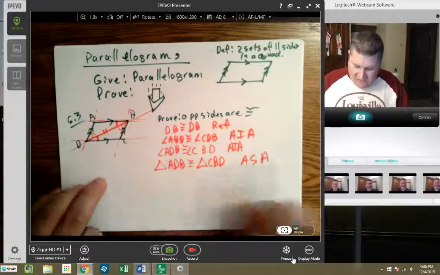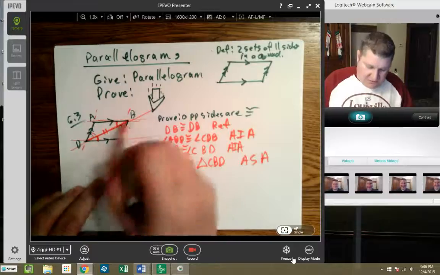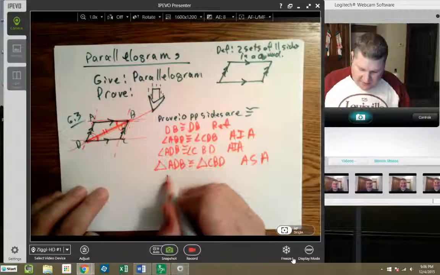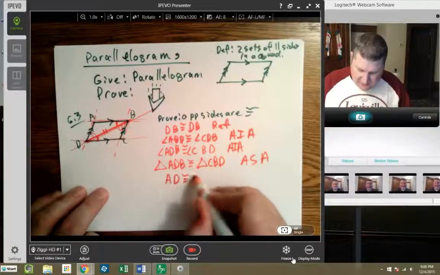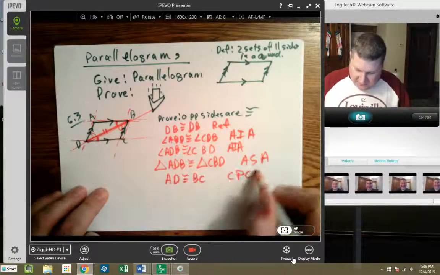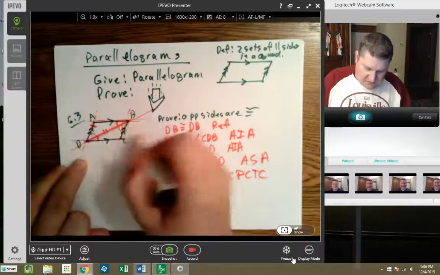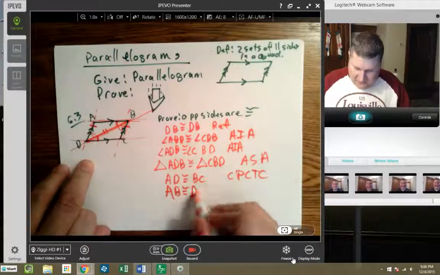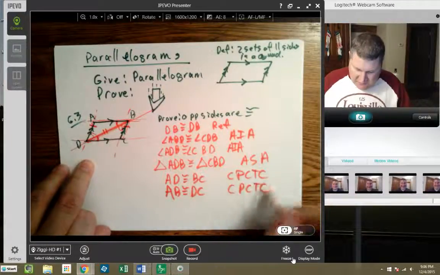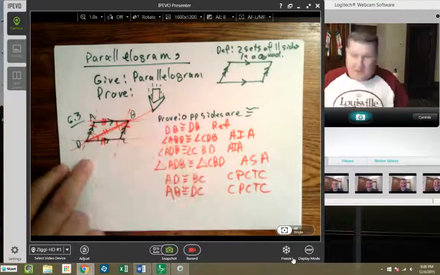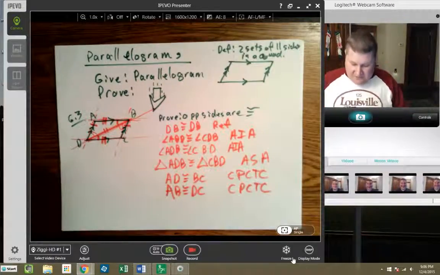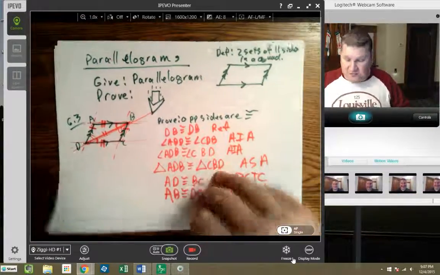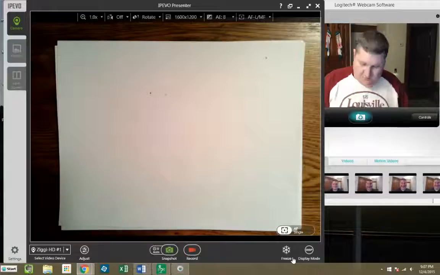And now, if the triangles are congruent, so this whole triangle is congruent to this whole triangle, automatically I can say AD congruent to BC by CPCTC. So that's congruent to that. And I can say AB is congruent to DC by CPCTC. There we go, CPCTC. And so now I have proved that opposite sides are indeed congruent. Now let's move on to the next one.